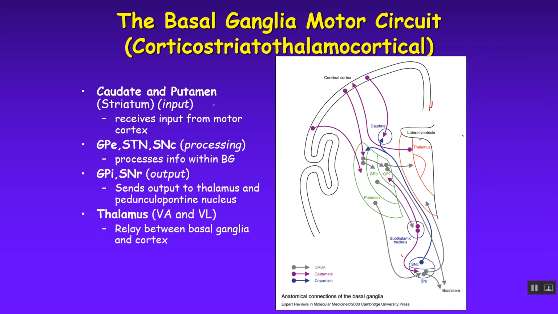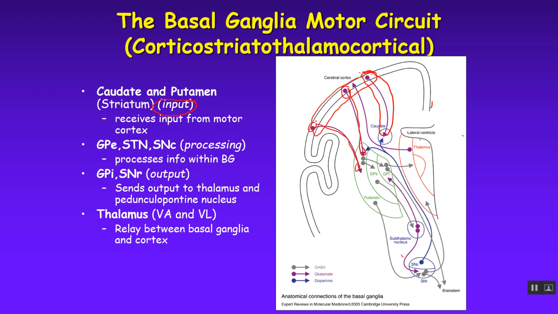The caudate and putamen are what are referred to as the input nuclei. That's how the information or the signals get into the basal ganglia circuitry. So I'm going to show you those connections. So here's showing the cortex going into the caudate. Here's a couple neurons going into the putamen from the cortex.